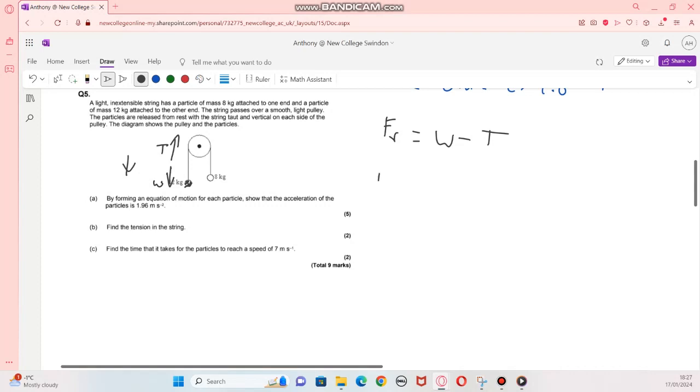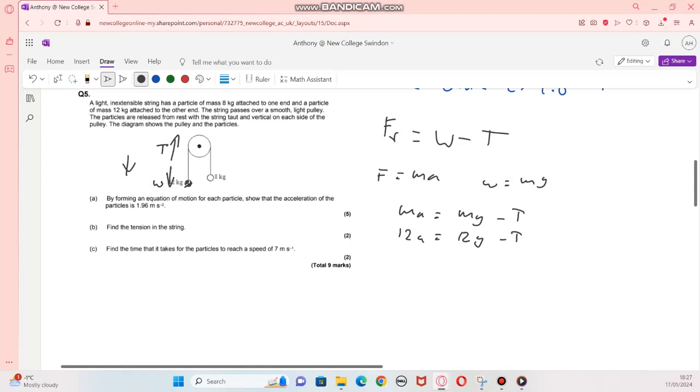And we know resultant force is F equals MA. We can substitute, and weight is equal to mg. So we've got MA is equal to mg minus T. We can substitute our mass, which is 12, so 12A equals 12g minus T. g is just 9.8. So that's one equation.